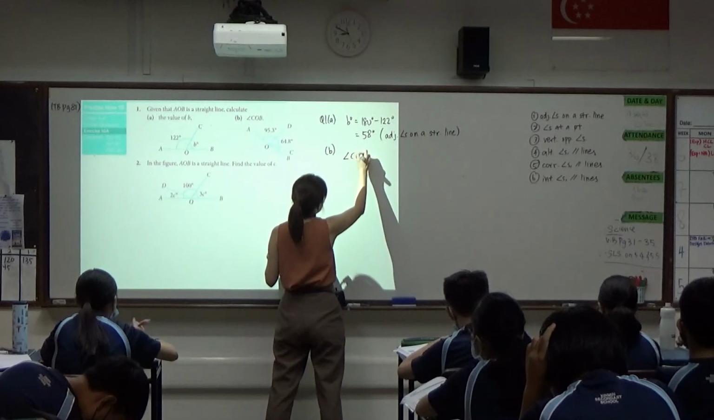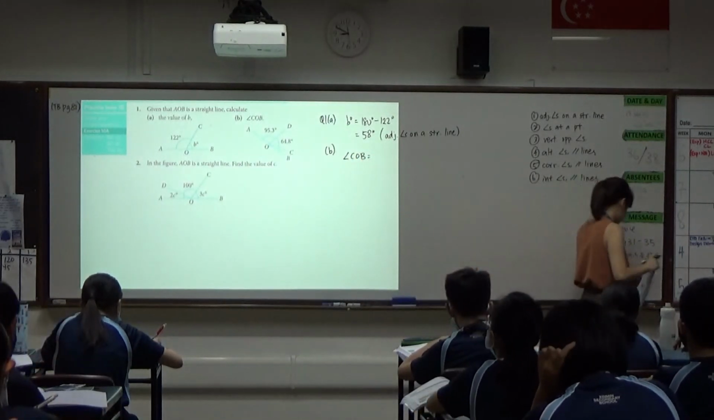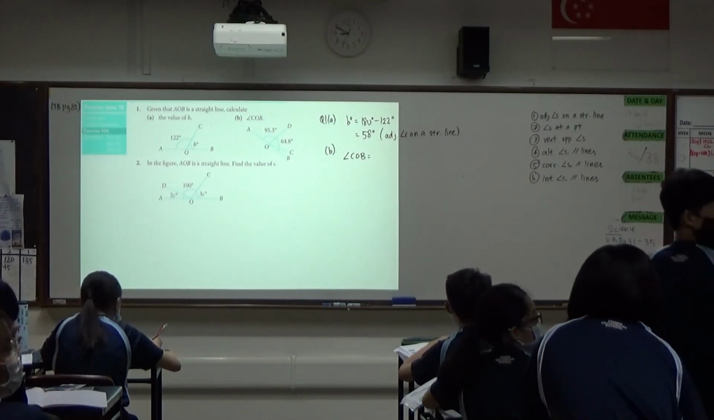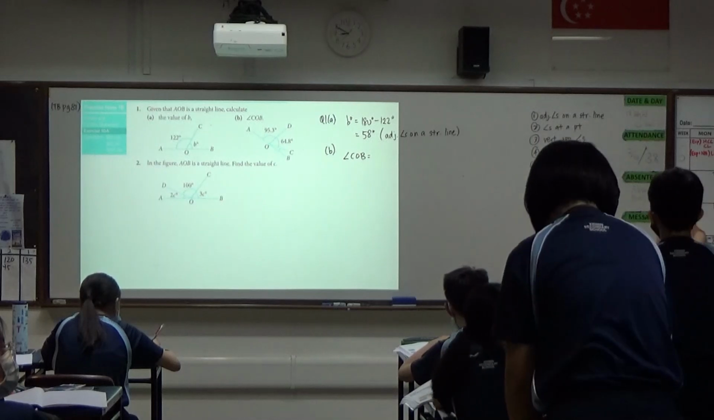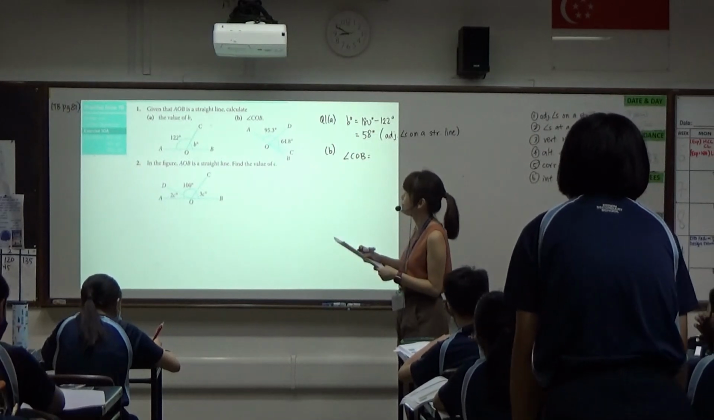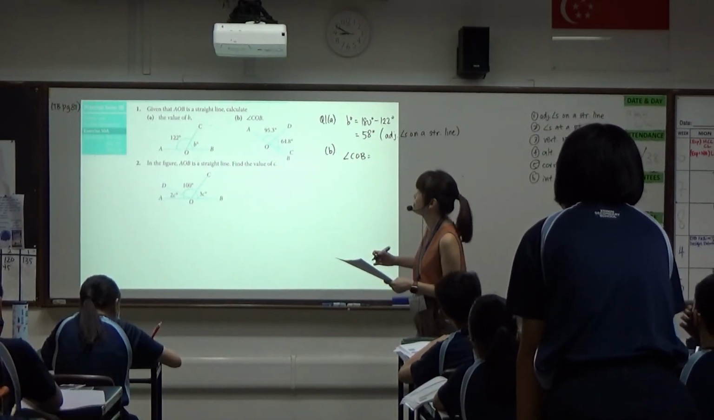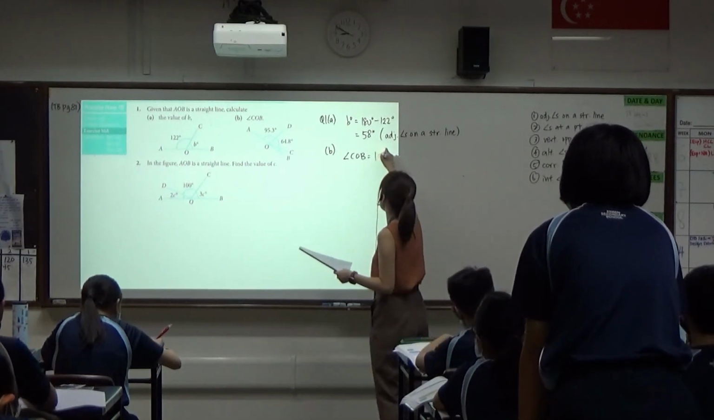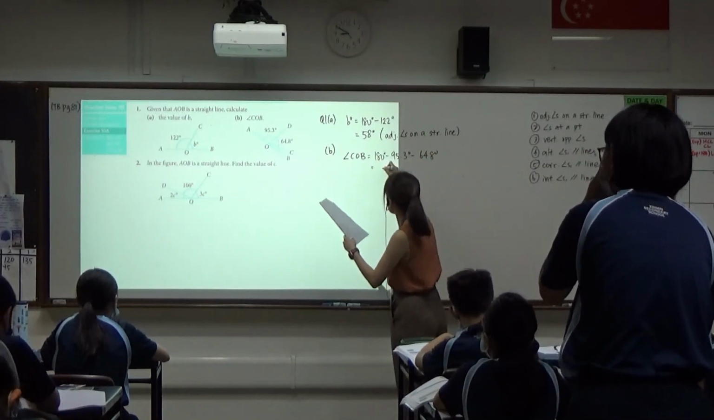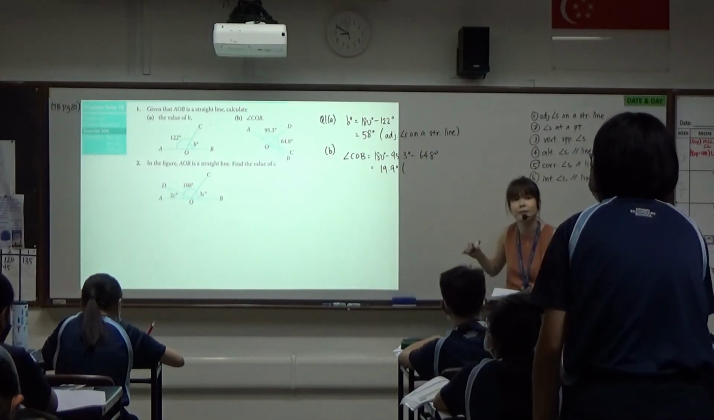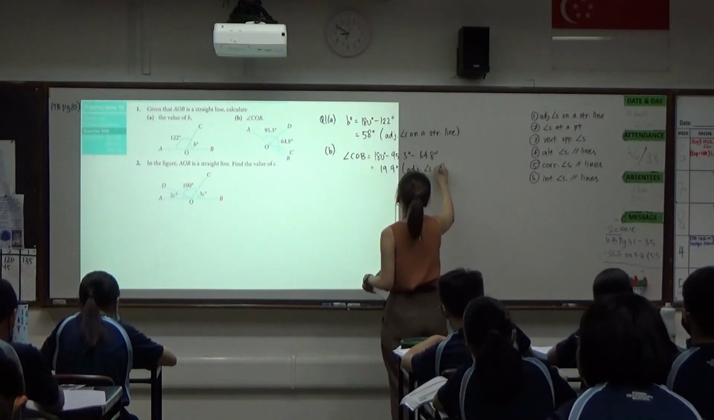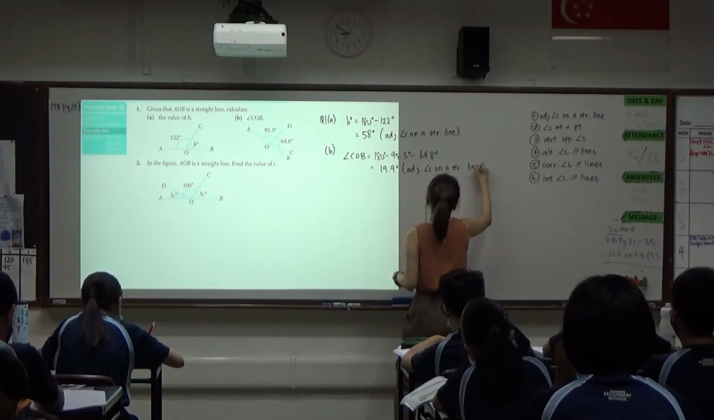So angle COB, how will you find your answer? Can you tell me what is angle COB? 180 minus 95.3 minus 64.8, and that comes out to be 19.9 degrees. The reason is that we are applying the property, adjacent angles on a straight line. Okay, thank you.